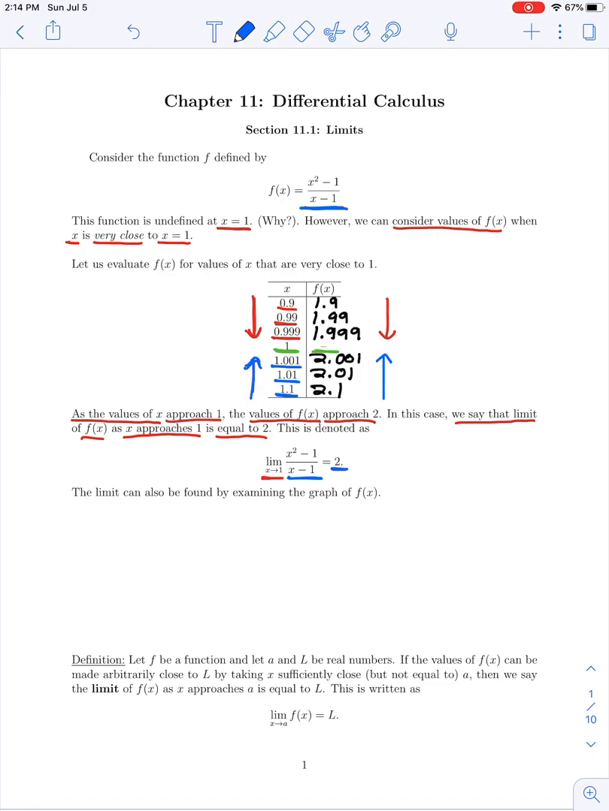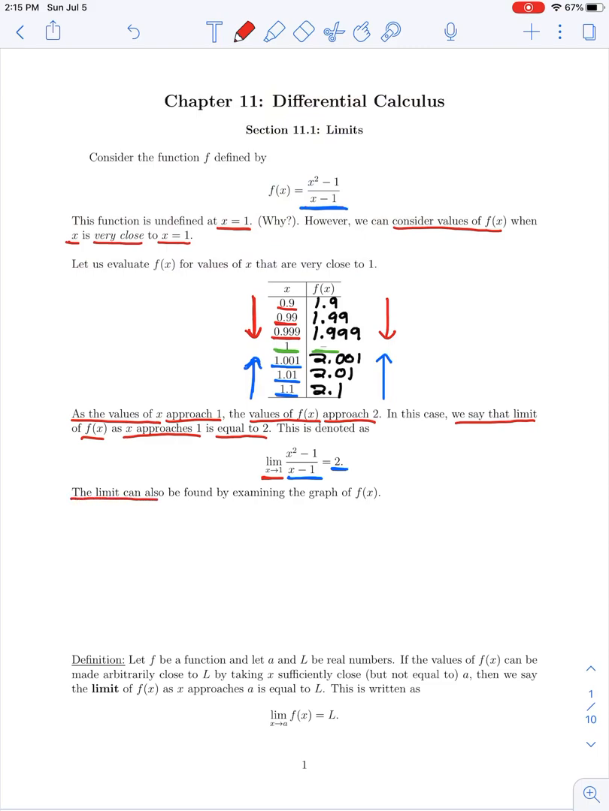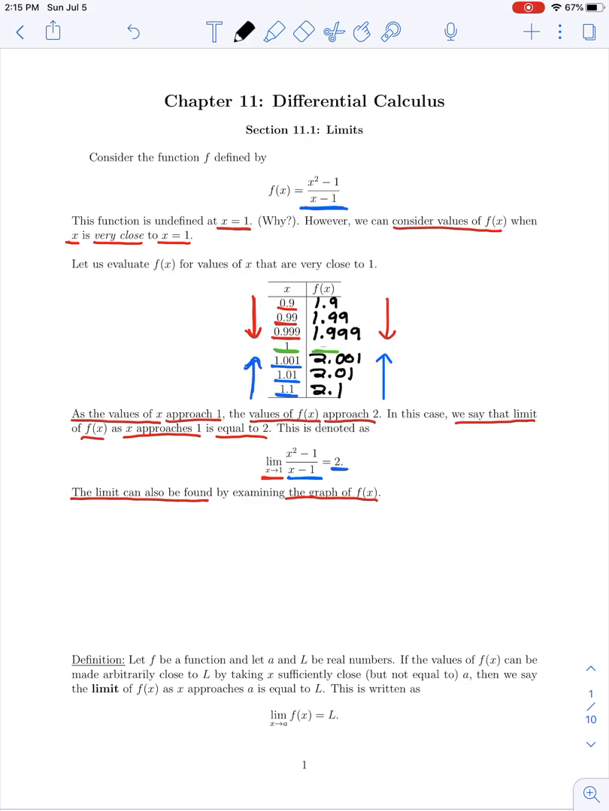Now, another way that we can evaluate limits is graphically. If we're either given the graph of a function or we know what the graph of our function looks like, we can use those graphs to evaluate limits as well, maybe without needing to use a calculator. So in this example, I mentioned that this limit can also be found by looking at the graph of f of x. So for this example, the graph of f of x looks something like the following.